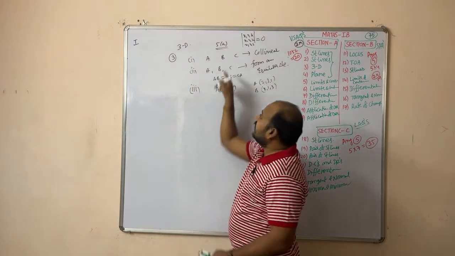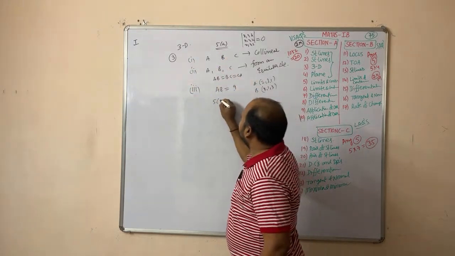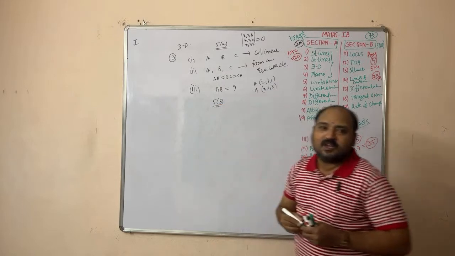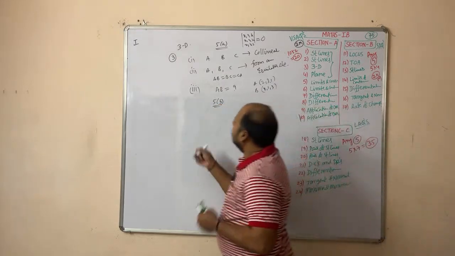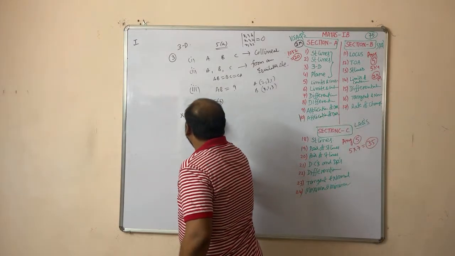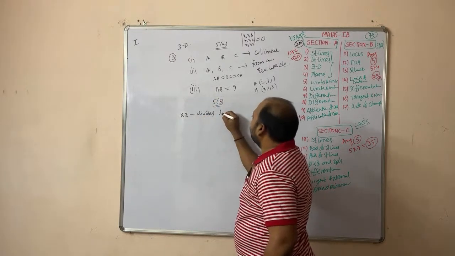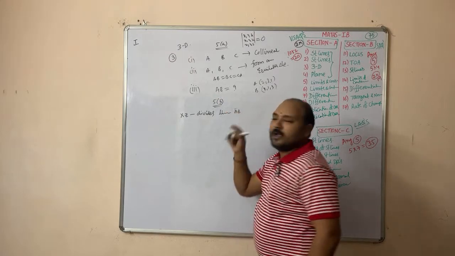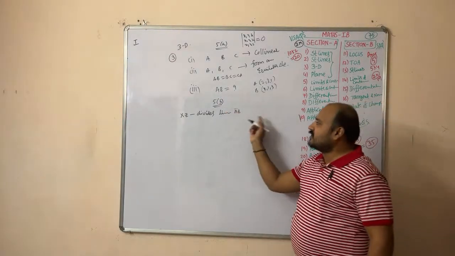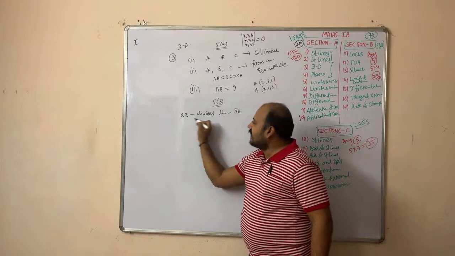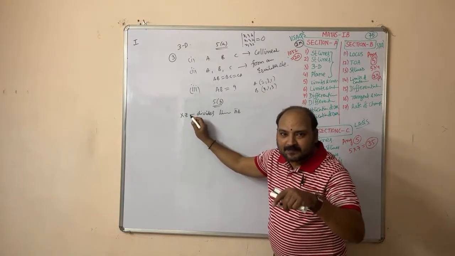Now, another possibility in that 3D. In exercise 5B, what type of questions we may expect? XZ plane divides the line joining AB. A point, B point they will give now. X1, Y1, Z1, X2, Y2, Z2. XZ plane divides. XZ means which one is absent, Y is absent.